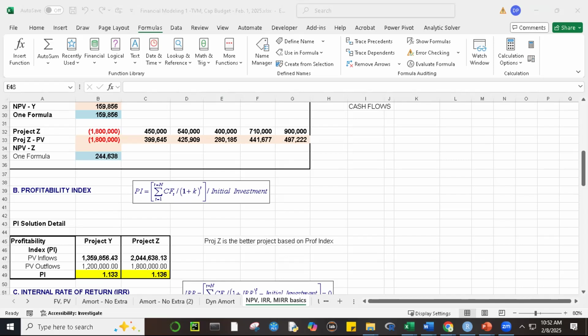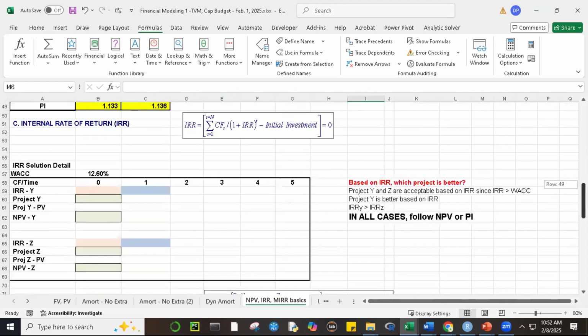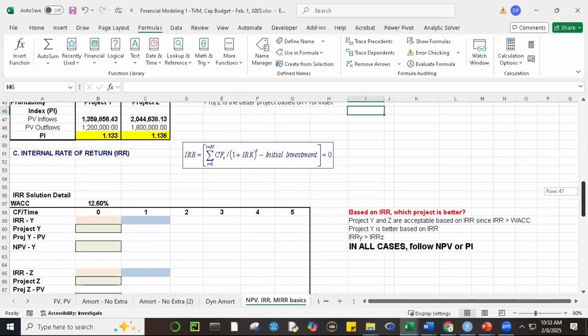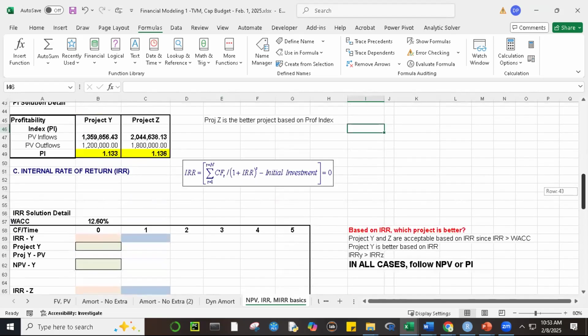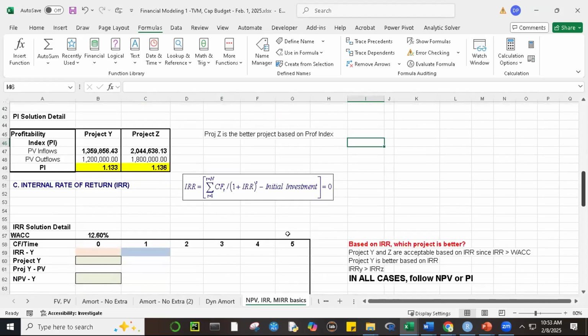All right. So let's go here. IRR. Another metric that's used in comparing among capital budgeting investments is the internal rate of return. So let's take a look at this, class. Let's compute for the IRR of project Y.